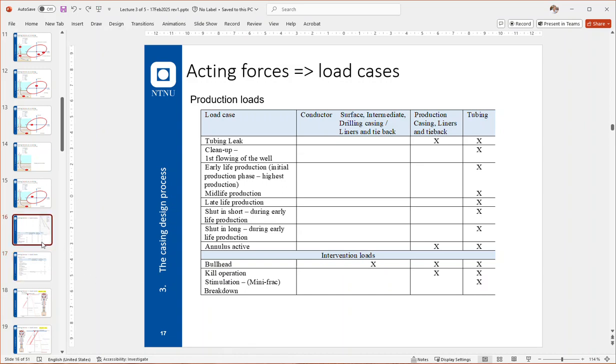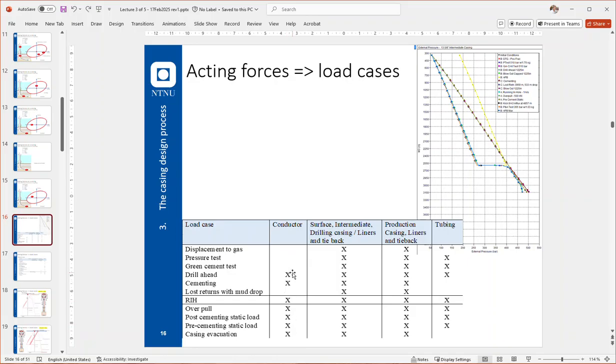And we see the list here on the conductors, what kind of load cases they are subjected to. We see typically surface casing, drilling liners, casings, and tiebacks, what kind of load cases they are subjected to. Production casings, anything you could call a production annulus exposed. It could be a liner, it could be a tieback. And I'll show you a special scenario before we hang up. And the tubing. Tubing would always be the one string that is exposed to the highest loads.